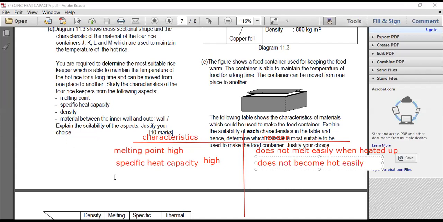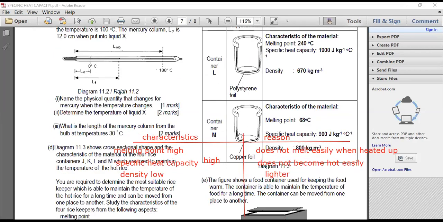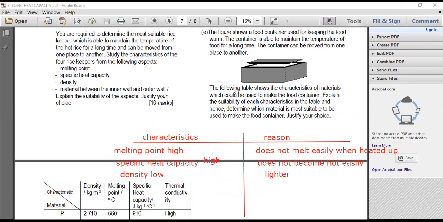And then the density. Density is the same. Do not write the number. Density, just say low. So density must be low, so the reason is lighter. And then the material between the inner wall and outer wall. There's polystyrene, there's copper. We want the heat to be transferred out at a slower rate, so we use polystyrene.